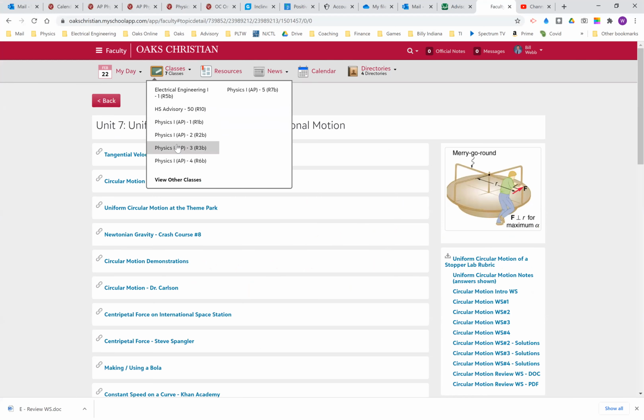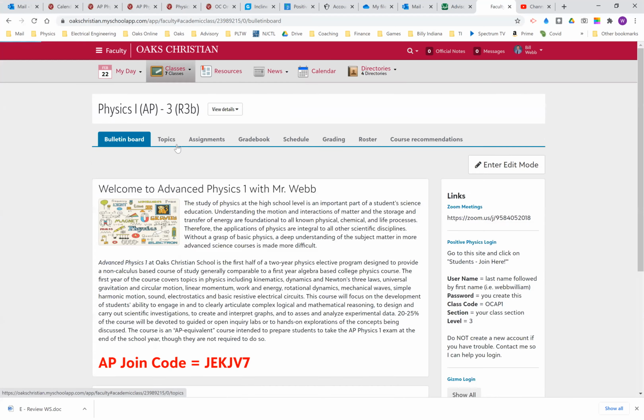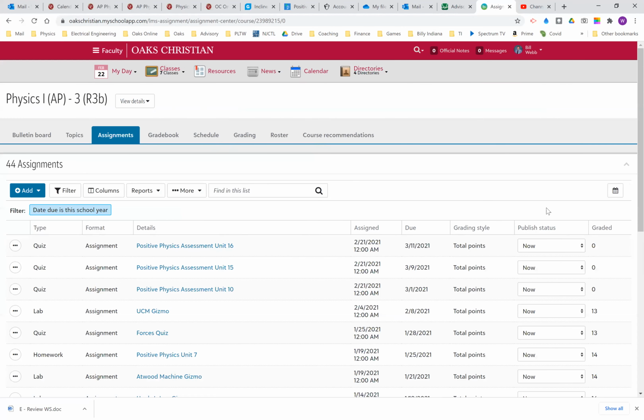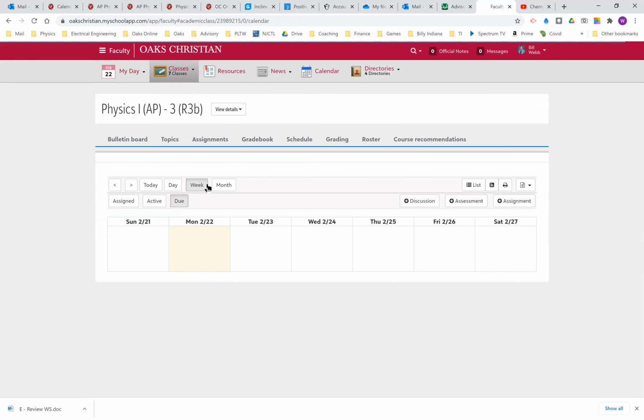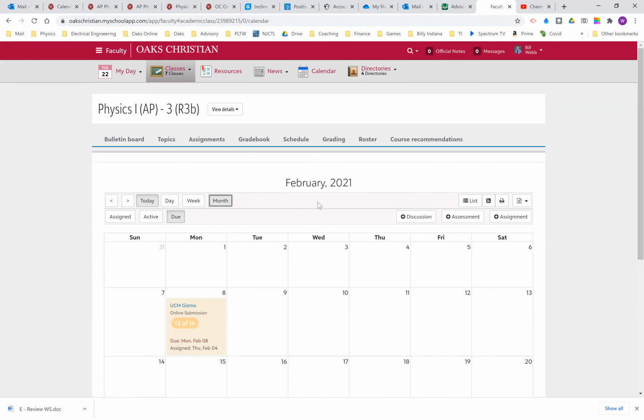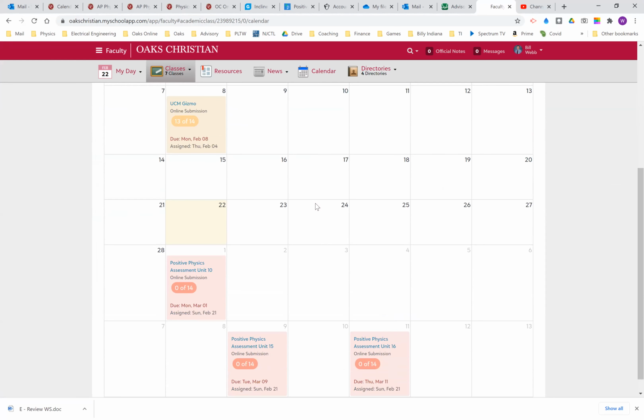All right, actually, before we look at this, let me just show you the calendar to make sure you see the due dates on here. So I go to assignments, click on calendar view, click on month view. You can see there's actually nothing due this week. Here is today's date, the 22nd. A week from today, Unit 10's Positive Physics assessment.